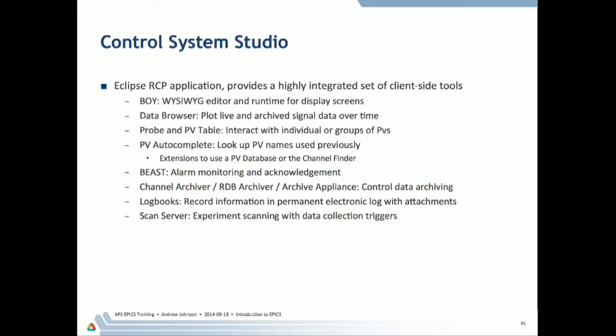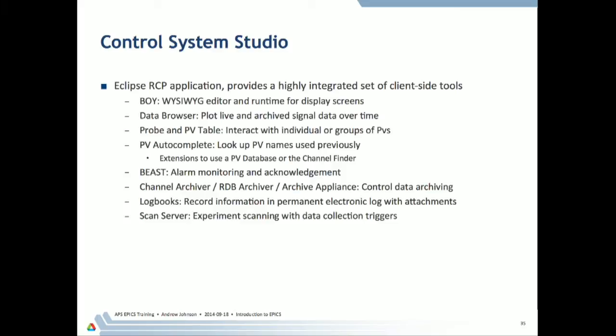And there are extensions to that autocomplete that allow you to actually query a local process variable. The equivalent to the alarm handler in Control System Studio world is this thing called BEAST, which does alarm monitoring and acknowledgement. And then they also have interfaces to control their archiving system. So there are a number of different archive programs that can be talked to and controlled from Control System Studio. The channel archiver is one of the older ones. I'll talk a bit more about archivers later. They archive into databases, and there's also a new one which looks like it's going to be rather nice, called the Archive Appliance.